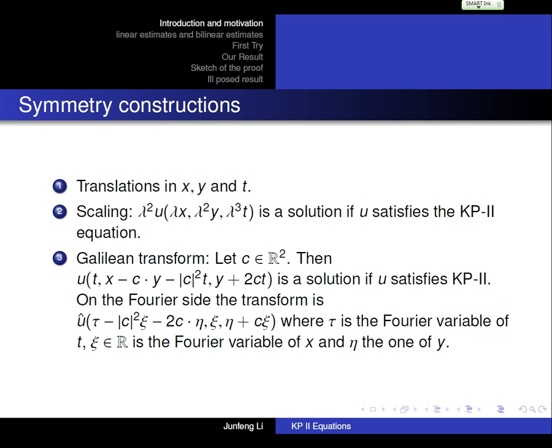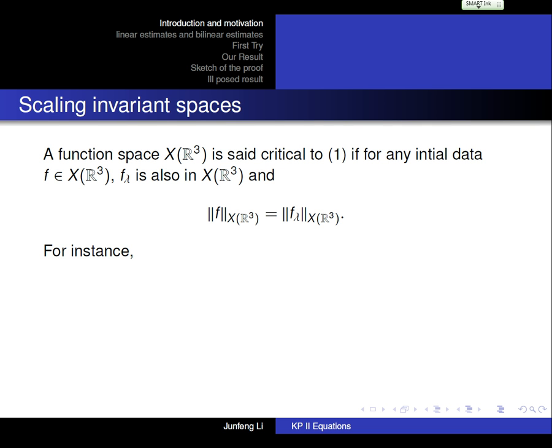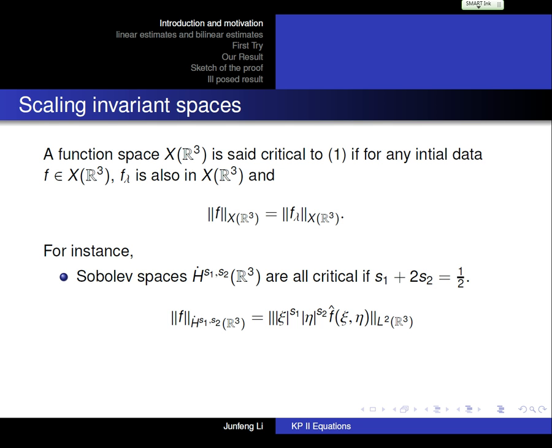We want to study this problem also because we want to get some scaling invariant space. It means that with the same scaling, in the X space, the scaling should be conserved. So for instance, we consider the Sobolev space defined by this norm, with s1 corresponding to the derivative over x and s2 corresponding to eta. The critical condition for the three-dimensional case is s1 plus 2 s2 equals one half. And of course, you can have other kinds of function spaces.